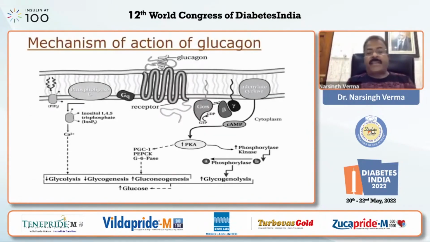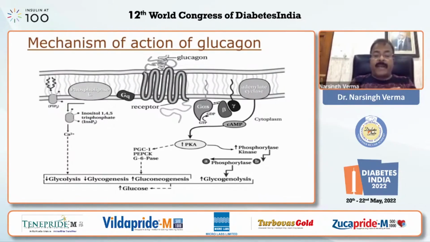What is the mechanism of action of glucagon? Glucagon acts through the glucagon receptor, and you see the glucagon receptor's serpentine structure. When glucagon combines with this receptor, a lot of activities take place. This is regulated by the inositol triphosphate, IP3, pathway, and that increases calcium ions, and that again is responsible for glycolysis, glycogenesis, gluconeogenesis, and increasing glucose.